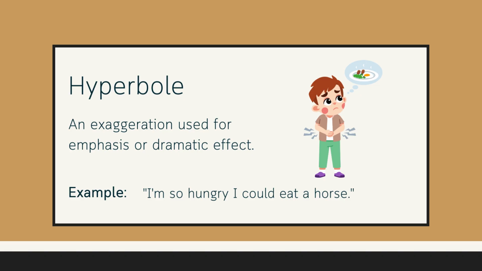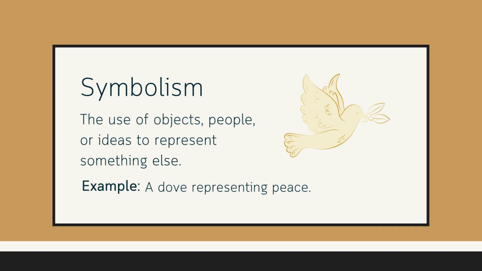Hyperbole. That's an extreme exaggeration. It could be, I'm so hungry I could eat a horse. You're not actually going to eat a horse, but you're exaggerating that you are very hungry. Symbolism. That's the use of objects, people, or ideas to represent something else. Symbolism could be a dove representing peace.